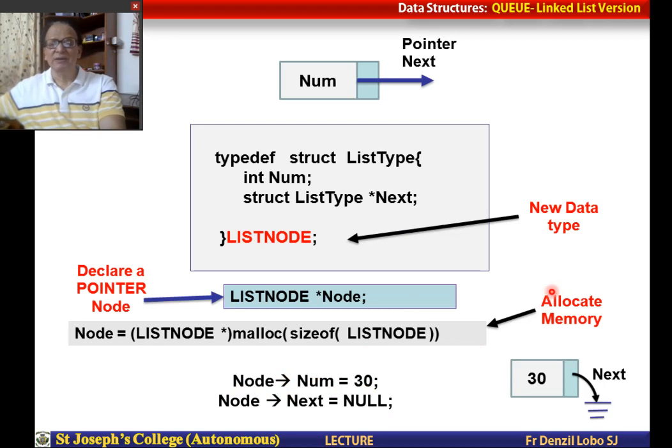Now with that, here you have an example, again a pictorial representation of this. Node number is 30, therefore this number variable will contain 30. This pointer next will be pointing to null, or it is grounded.